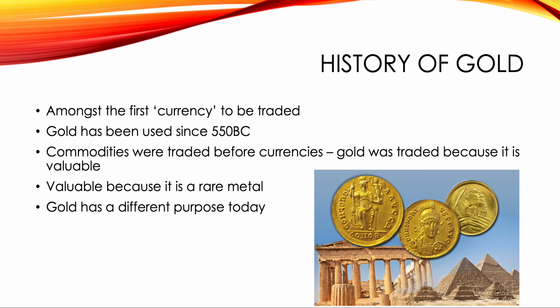Let's look at gold, the history of gold. Gold was the first currency to be traded, I put in inverted commas, currency. Gold has been used since 550 BC, and before commodities were traded before currencies. And gold was traded because it was valuable, it was beautiful, it was rare, and that's why people traded it.